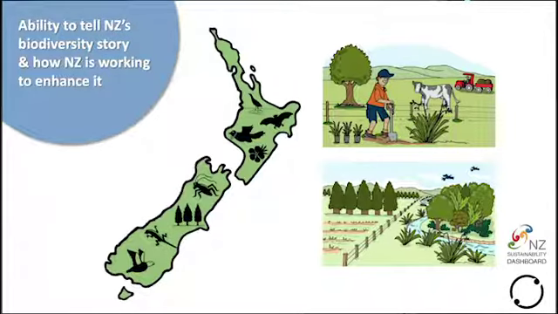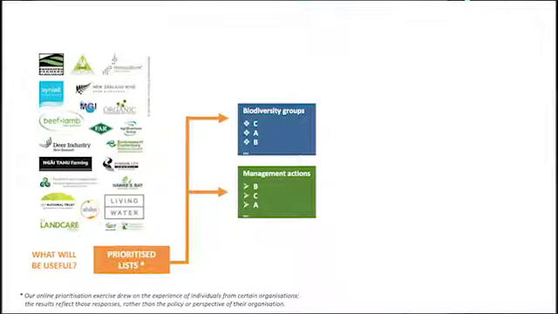So one of the first features that we had to address is how do we tell the New Zealand biodiversity story using this tool, and how New Zealand is working to enhance it. So to do this, we set out and did this quite intensive exercise with a group of, I think it's probably about 30 different experts from about 20 different organizations from a whole range of different sectors covering livestock, horticulture, NGOs, and government agencies in there, and some consultants as well. The critical thing here is we weren't trying to quantify what each of these organizations were trying to achieve.